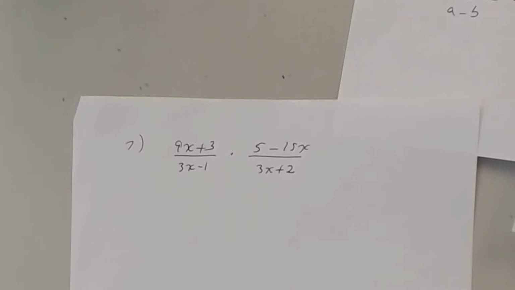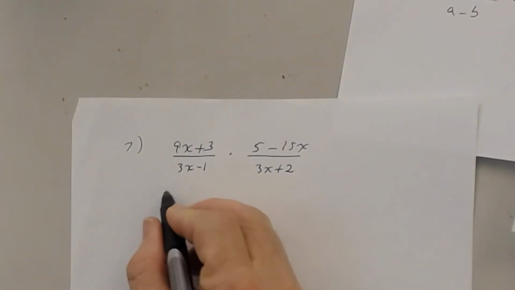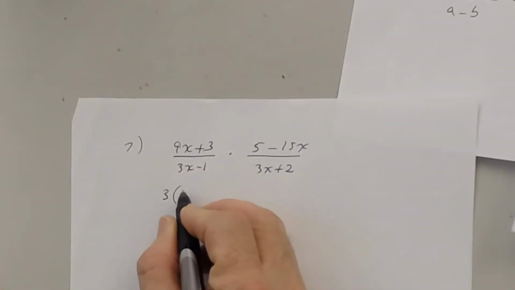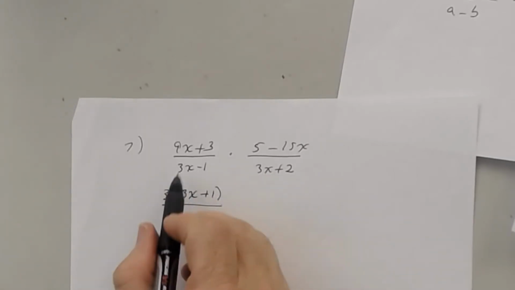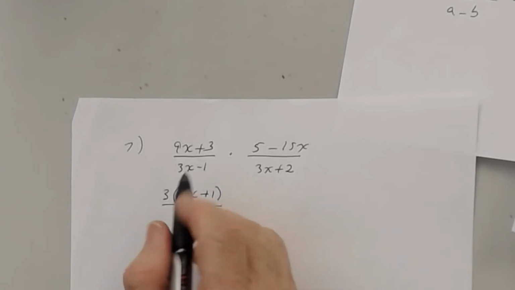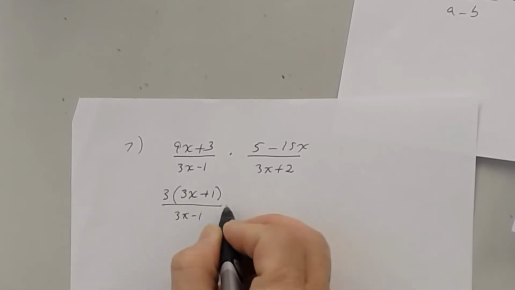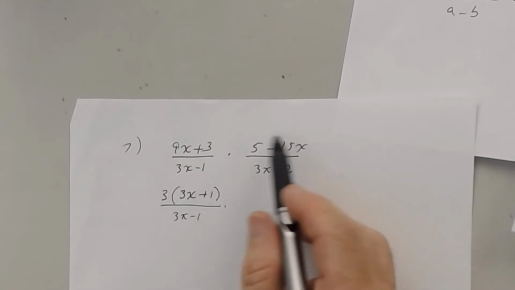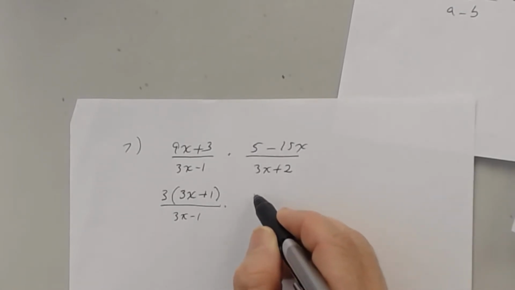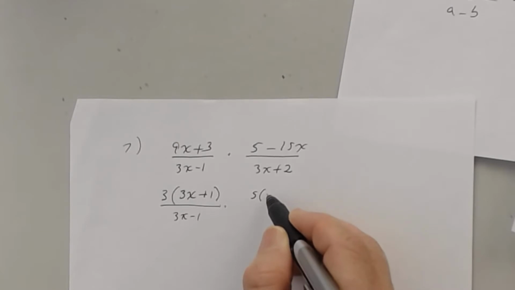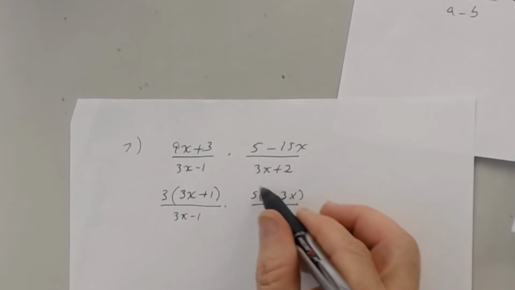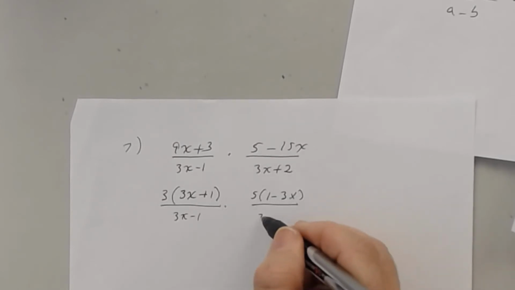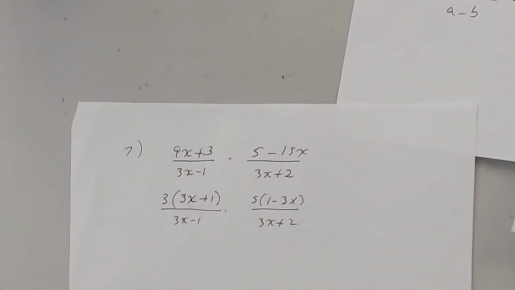How do you factor that first numerator? GCF. What's the GCF? 3. So I get 3 times 3x plus 1. Can I factor the denominator? No. So I say 3x minus 1 times. How do I factor that numerator, the second fraction? GCF of 5. So that's 5 times what? 1 minus 3x. Can I factor that second denominator? No. All right, so I factored everything I could.